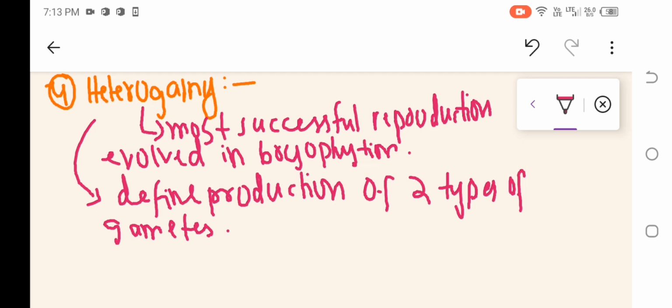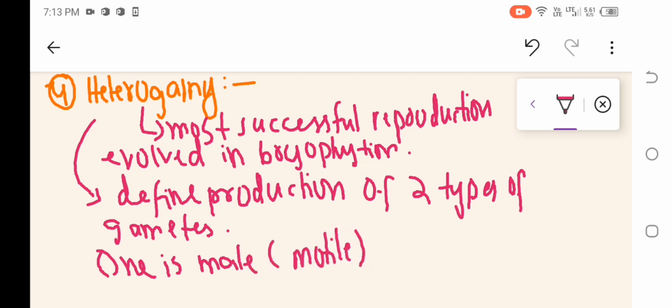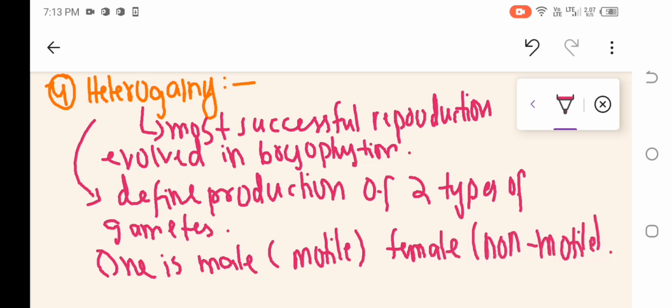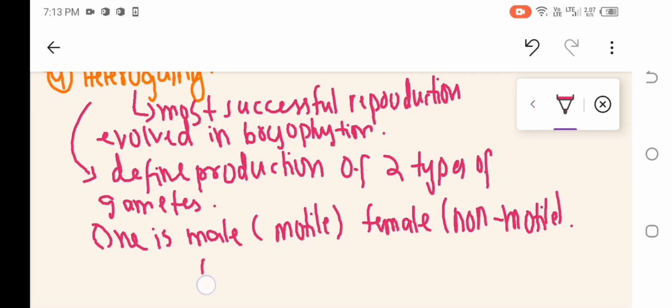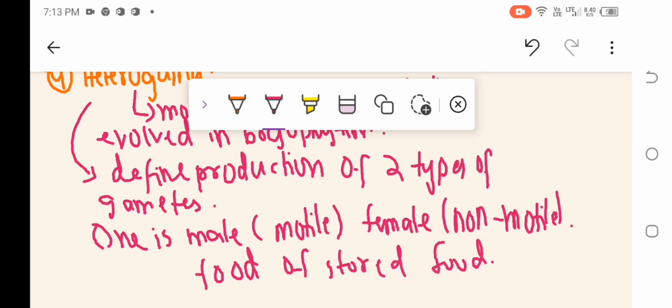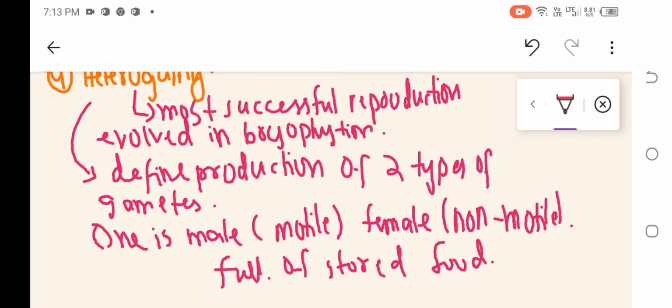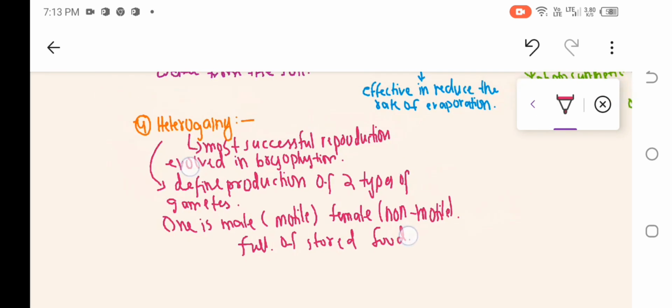Now which type of gametes are they? One is male, and the male gametes are always motile. Another is female, which is non-motile. Now the female is full of stored food. Full of stored food मतलब पूरा उसके अंदर stored food भरा हुआ होता है. ठीक है? I hope this is also clear to you guys. Fourth adaptation.